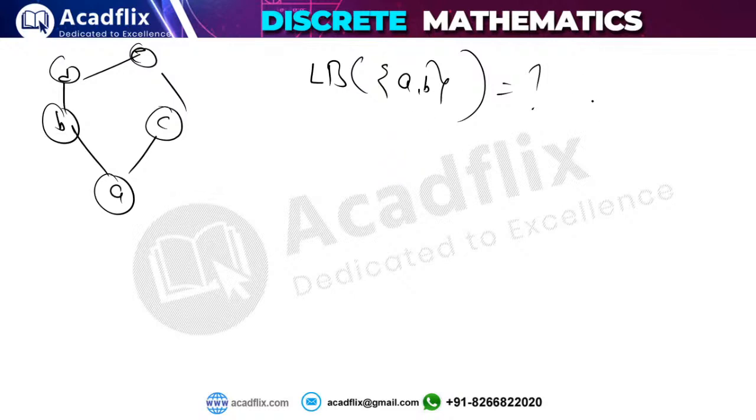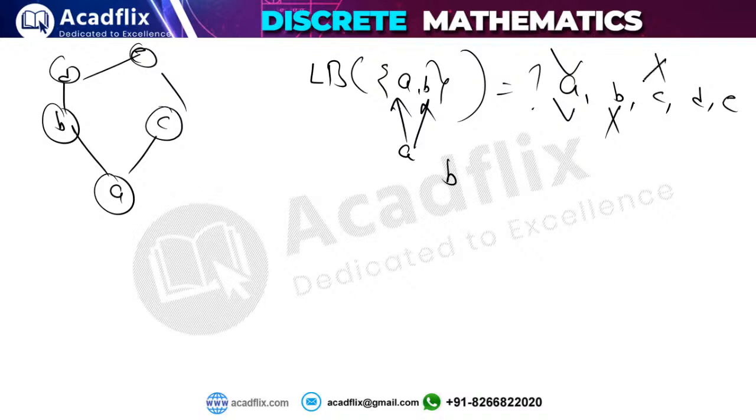So let me tell you, let's see everything one by one. Which of them is a lower bound? Let's see. A is a lower bound because A is related to both of them. A is related to A, A is related to B. So A is a lower bound. B is not a lower bound because B is not related to A. B is related to B, but B is not related to A. So B is not a lower bound.